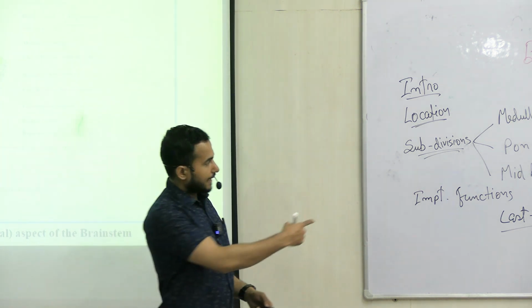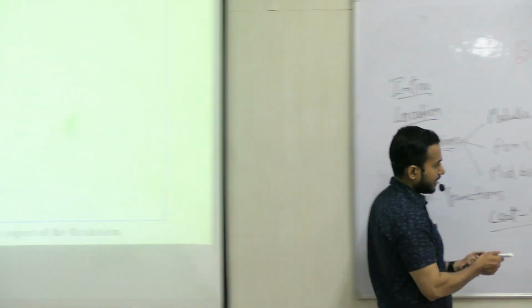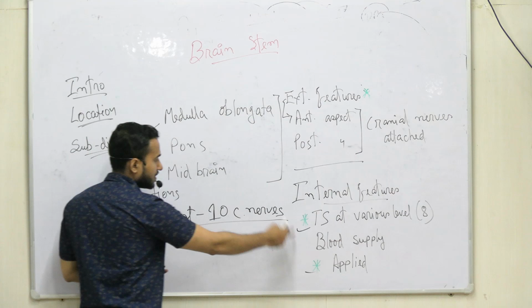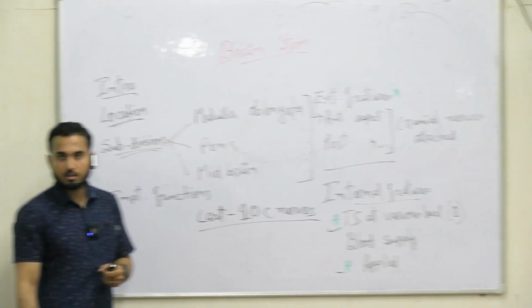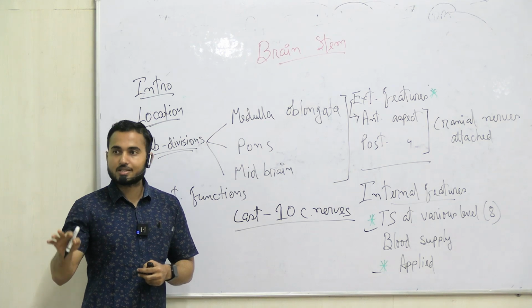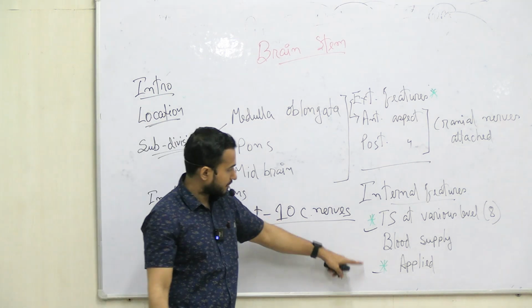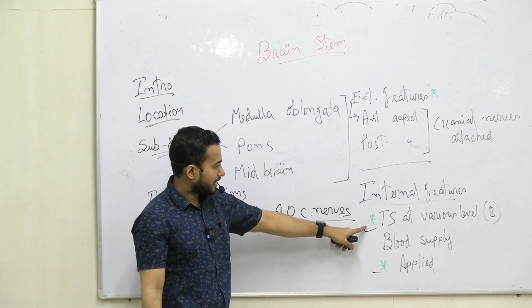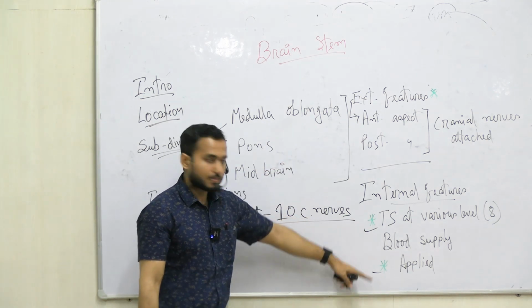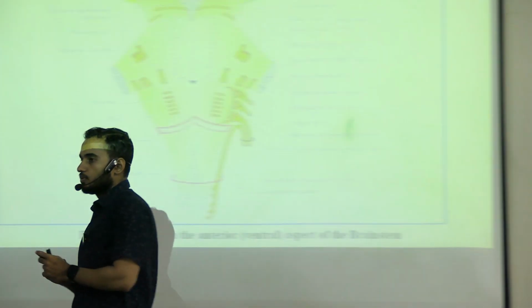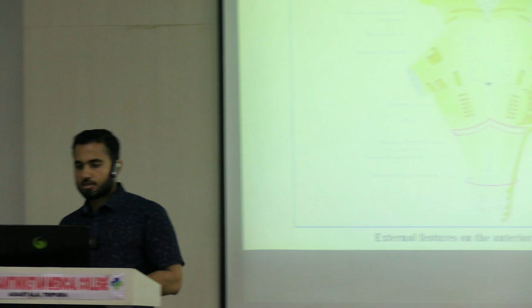I hope you have seen, I have given green tick markings. That means these particular points are important. During the exam, if questions are asked, they will be asked from these points only. That means from the external features, from the TS at various levels, blood supply and applied. So you have to highlight more on these points.